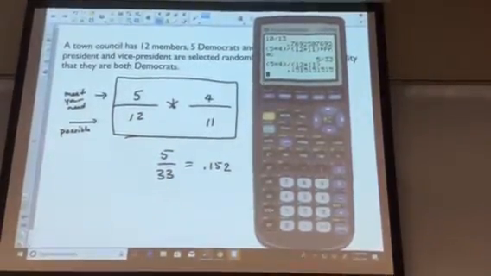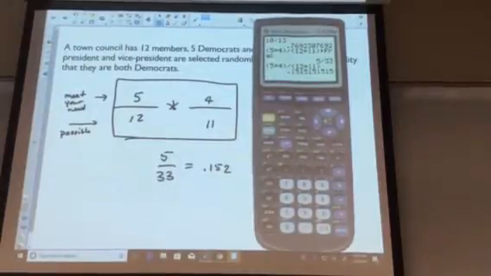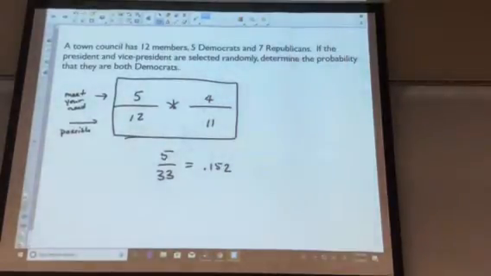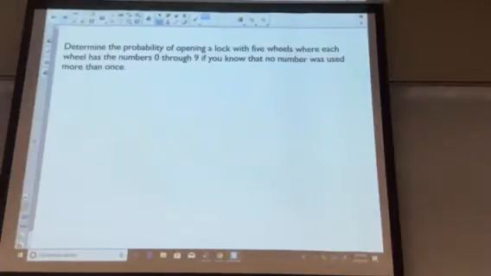If I wanted 6 decimal places, then I've got to count out and figure out where the round off is. These are not difficult problems. They're just counting problems. Probability of opening a lock that has 5 wheels on it, where the wheels each use the digits 0 through 9, if you know that no number was used more than one time.